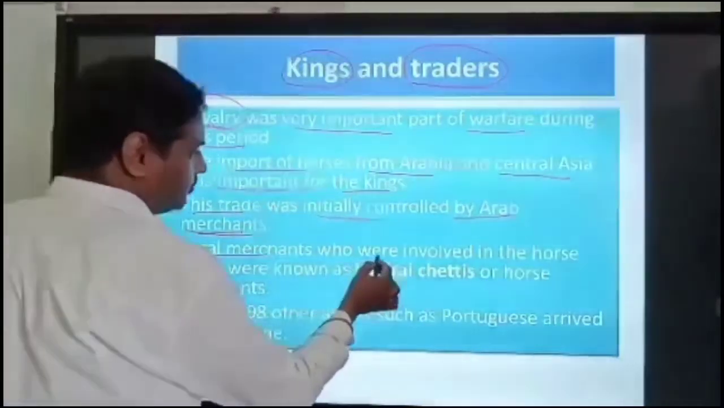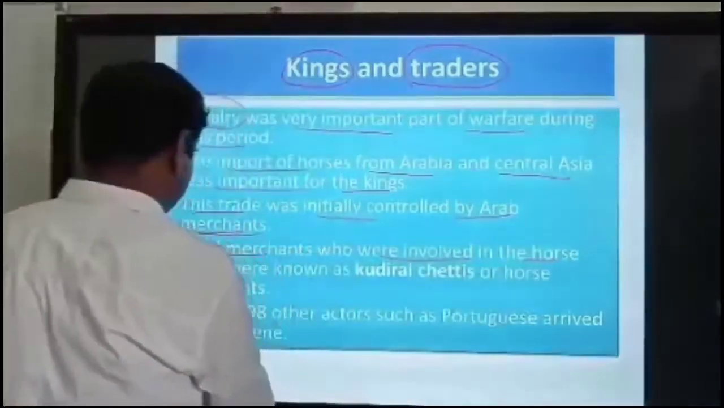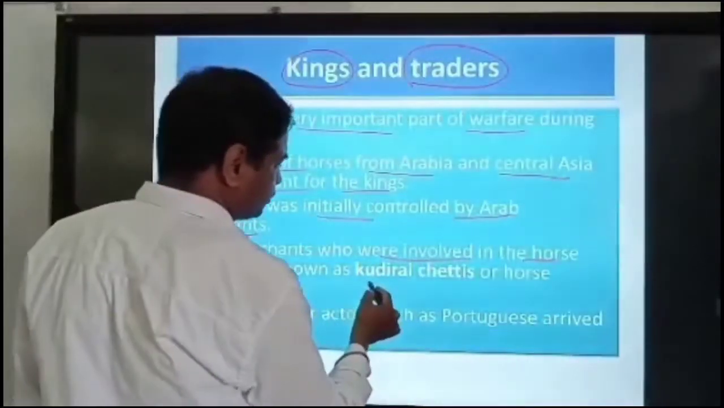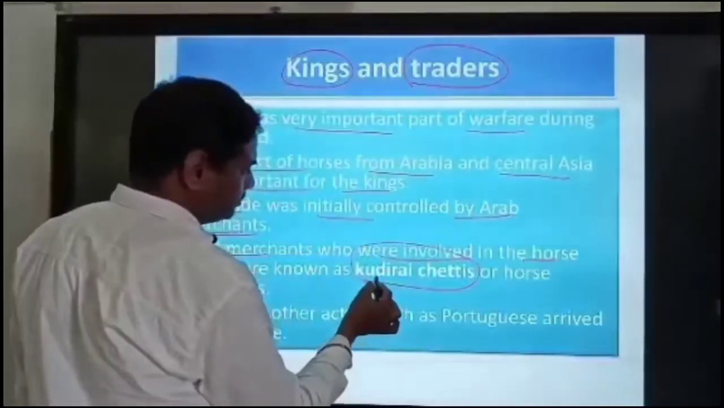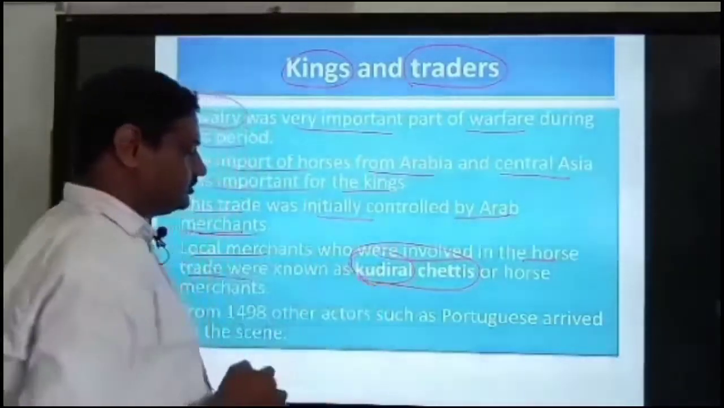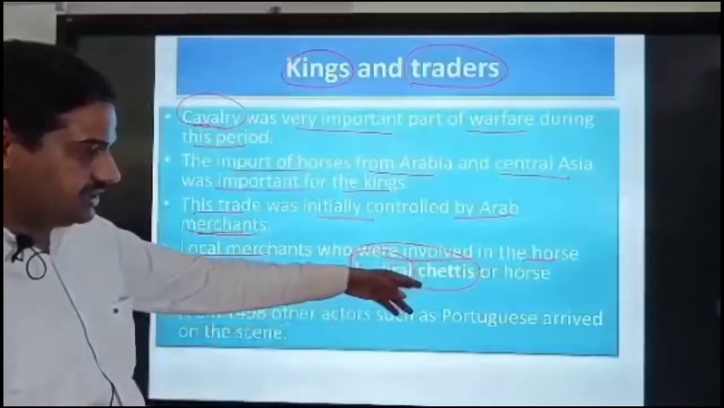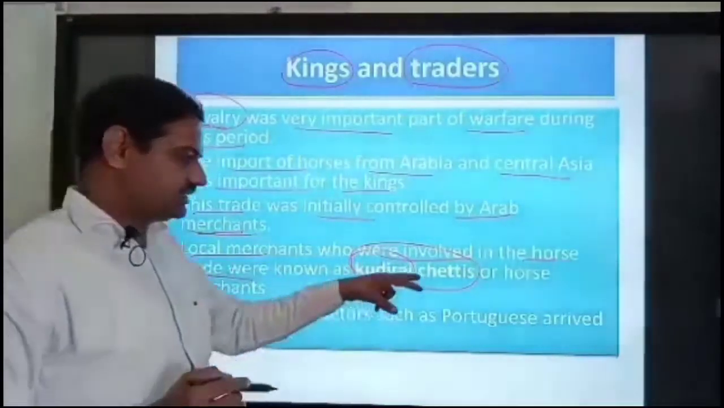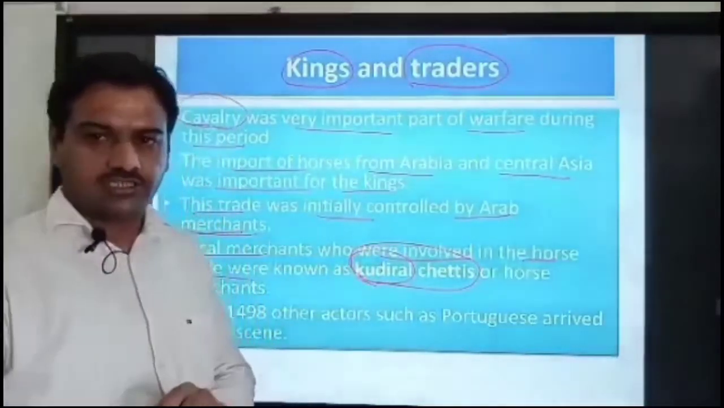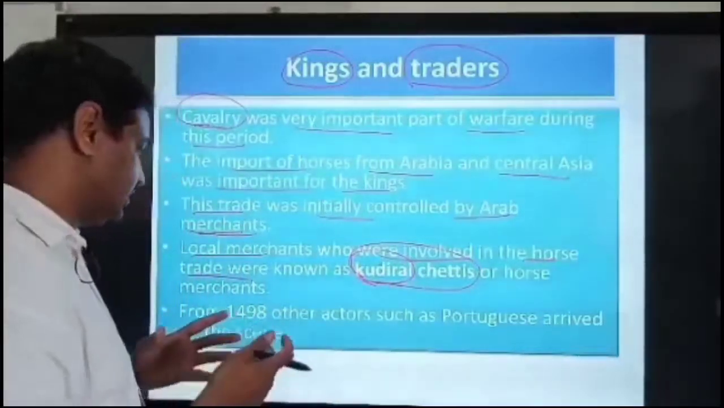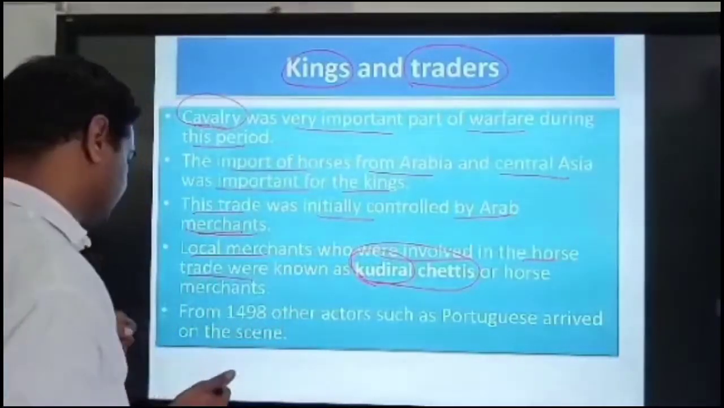Local merchants who were involved in the horse trade at that time were known as the Kudrai Chetis. The word Kudrai means horses, and Chetis means Seth or Vyapari. The Kudrai Chetis were the traders who used to trade in horses at that time, and they were very, very rich traders of that time.